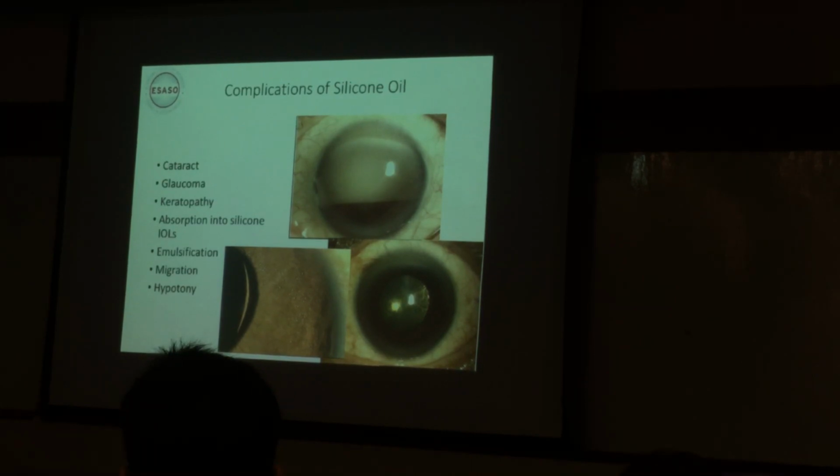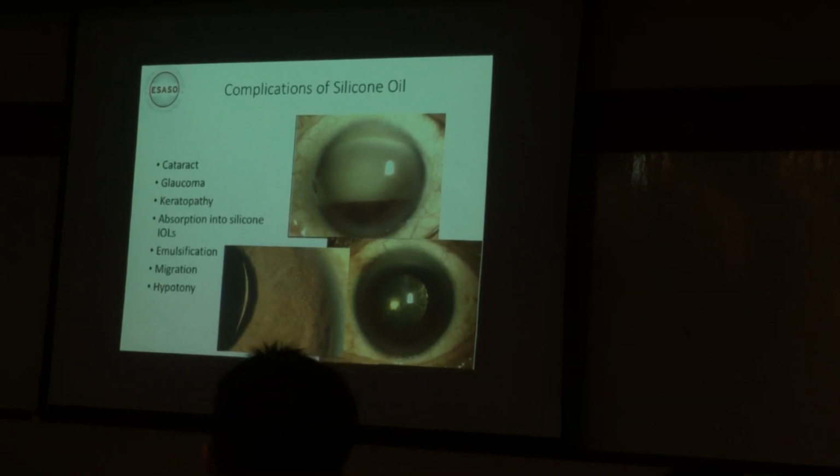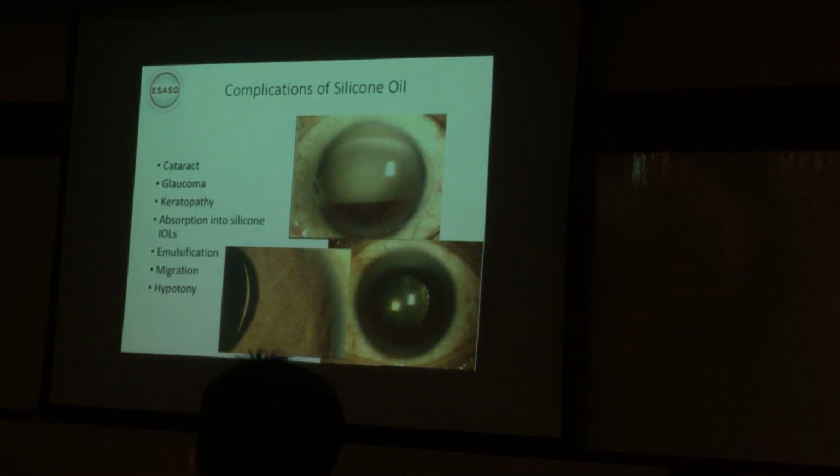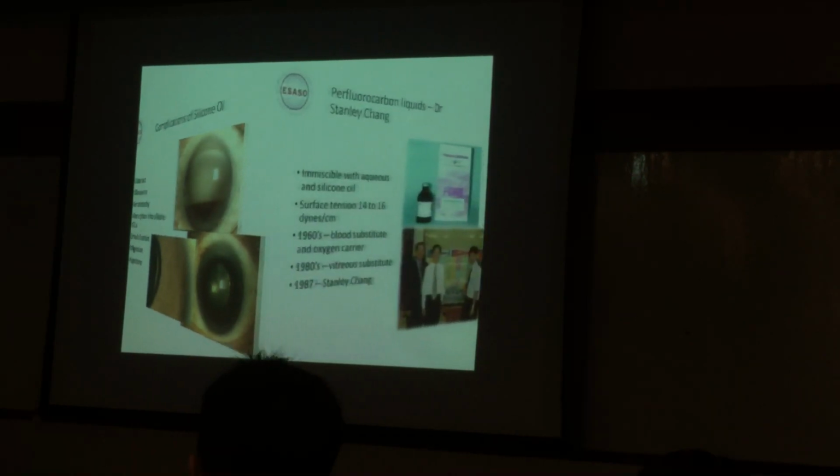But having said that, there are definitely complications with using silicone oil. Foremost of which is that if it's a phakic eye, it will almost for sure induce cataract formation, secondary glaucoma, rise in intraocular pressure. If it's an aphakic eye and the silicone oil comes into the anterior chamber, it will cause keratopathy. Even left on its own, naturally, it will emulsify and it will migrate into the anterior chamber. And it has also been reported to cause hypotony, but usually because the primary retinal condition is already very severe.